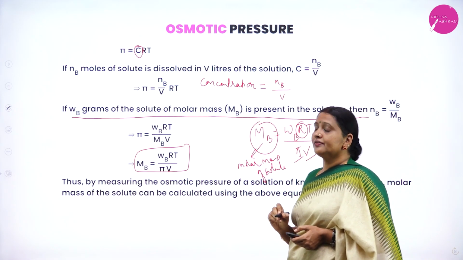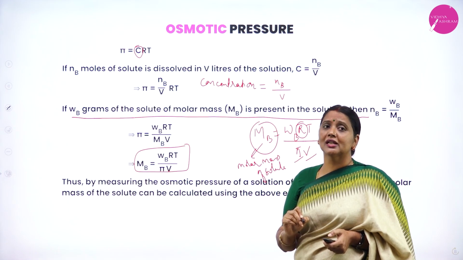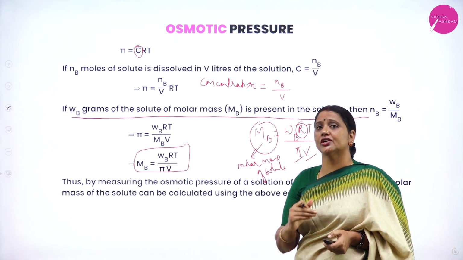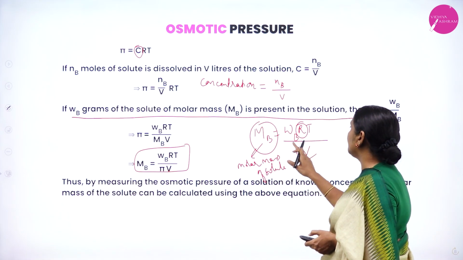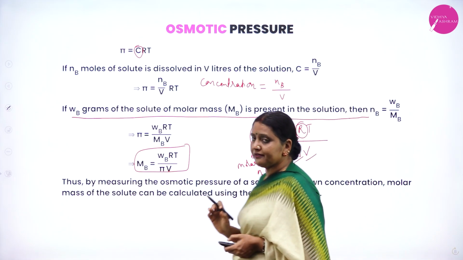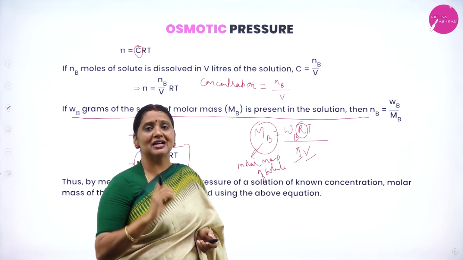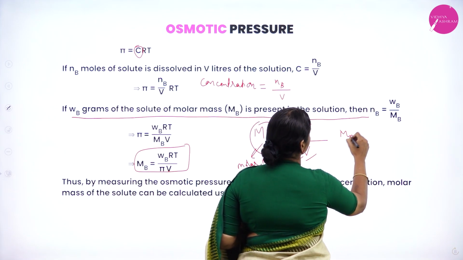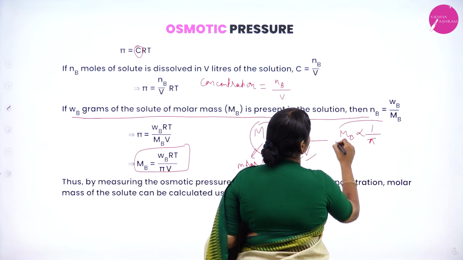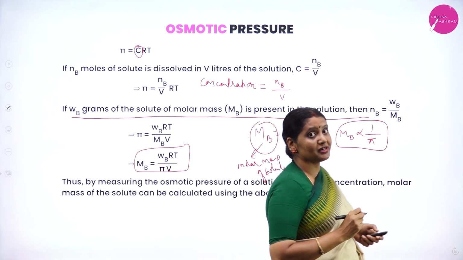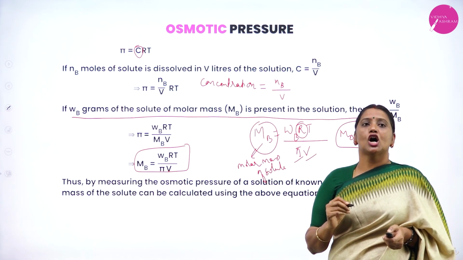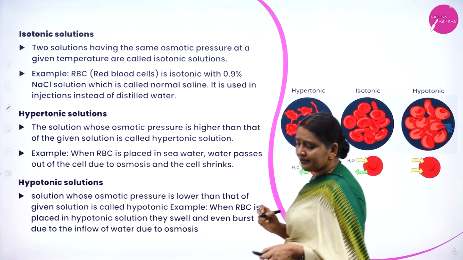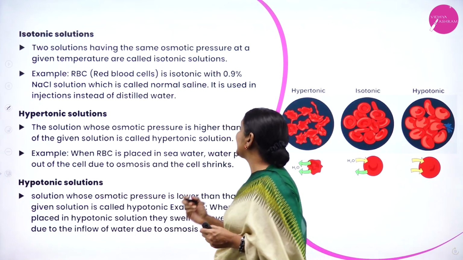Therefore, the molecular mass of solute and the osmotic pressure are related with each other. MB is equal to WBRT divided by pi V. When you observe this, MB is inversely proportional to pi. What is pi? Pi is osmotic pressure. Okay. Next, I will consider two solutions A and B.